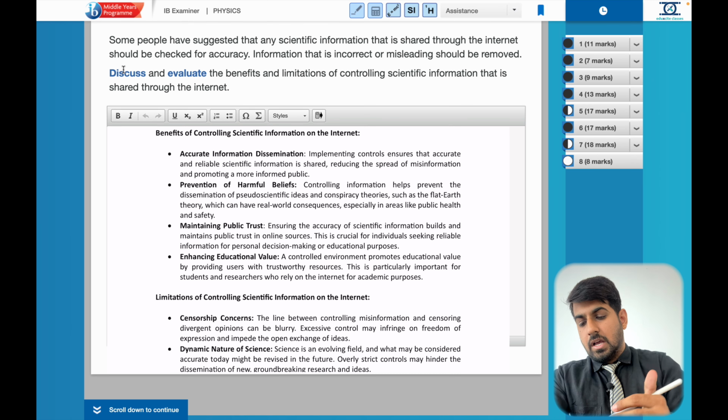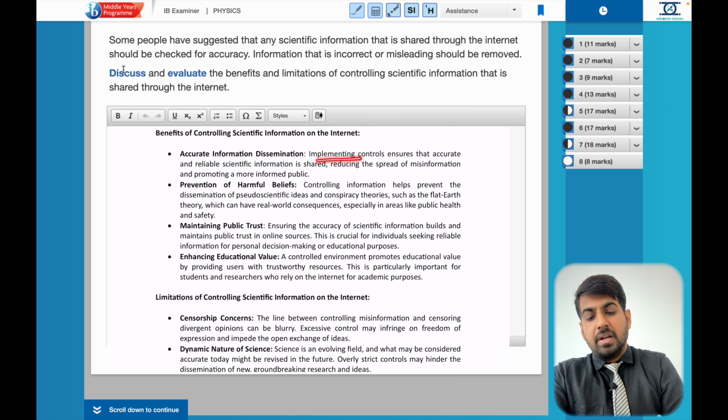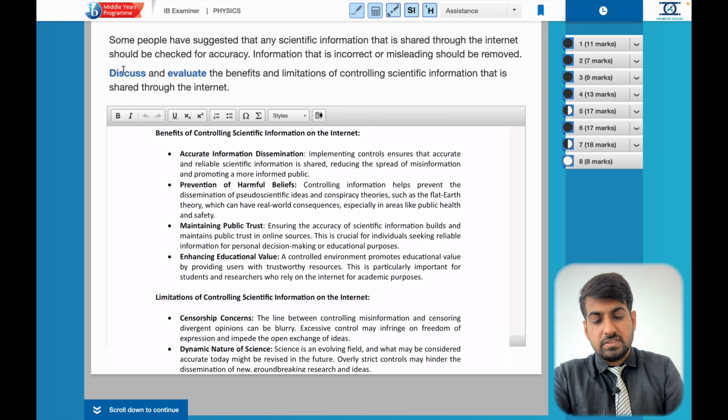Okay guys, now first I mentioned the benefits. So benefits are accurate information dissemination. Implementing controls ensures accurate and reliable scientific information is shared, reducing the spread of misinformation and promoting a more informed public. Prevention of harmful beliefs. Controlling information helps prevent the dissemination of pseudoscientific ideas and conspiracy theories such as flat earth theory, which can have real world consequences, especially in the areas of public health and safety.